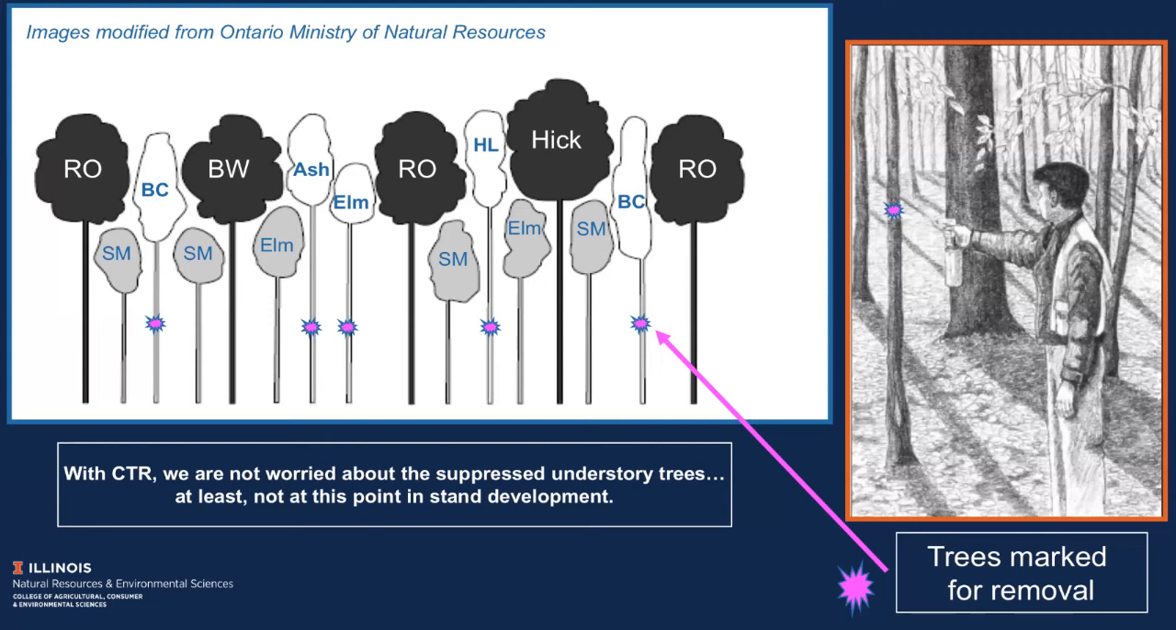Instead, we're only focused on our crop trees, which in this diagram are the charcoal black crowns. And we want to make sure that they have maximum crown growing space. The pink, magenta paint marks the trees that ultimately we're going to kill, and that will provide a 3 to 4 sided release for our designated crop trees.